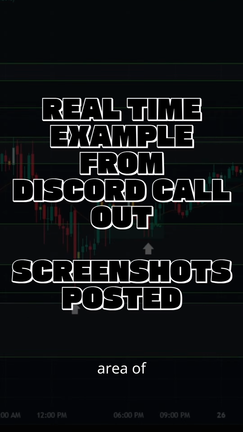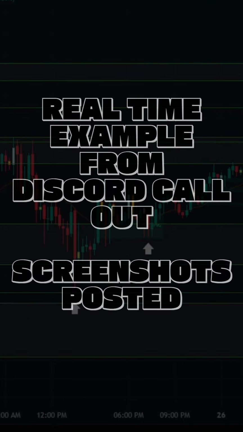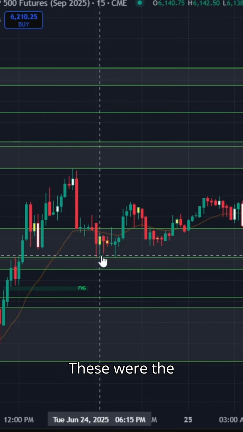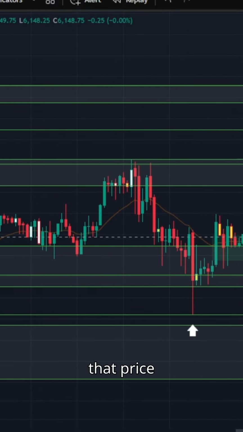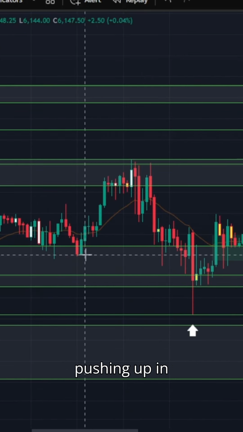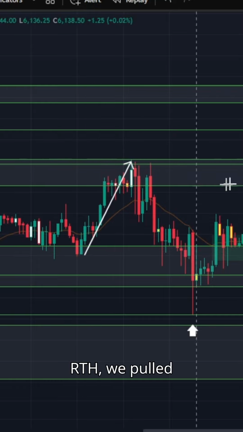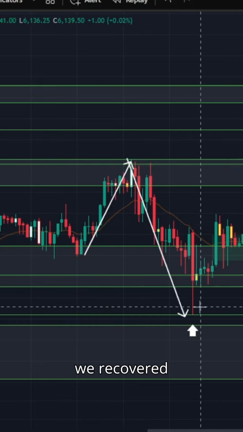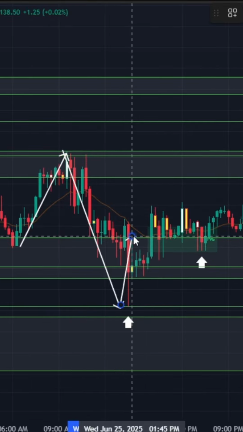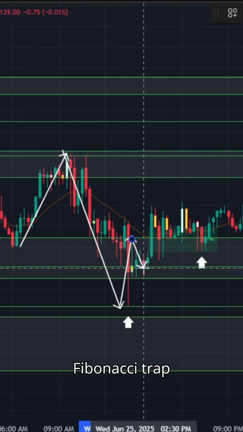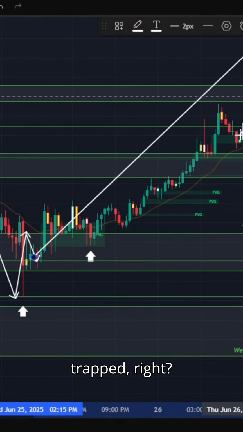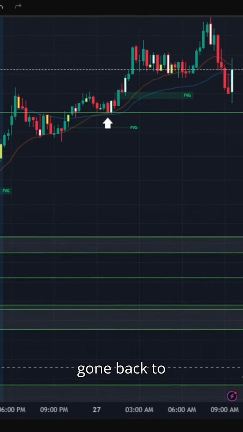So on Wednesday, the area of interest was the overnight lows, right? So let's get the horizontal line back. These were the overnight lows. You see that price action was pushing up in the pre-market, and then for RTH, we pulled back below the low, and then we recovered above the low. We pulled back into the Fibonacci trap, and we were absolutely gone once sellers got trapped, right? Absolutely gone back to the upside.